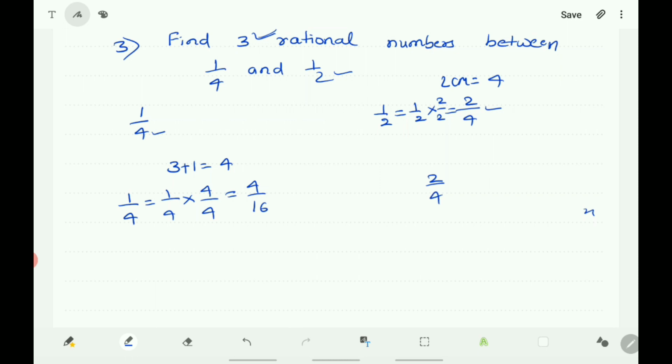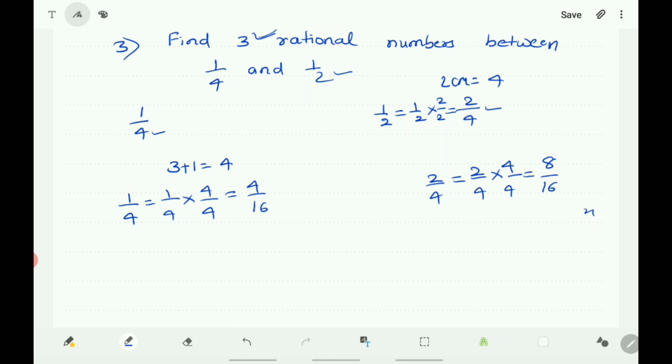2 by 4, multiply both numerator and denominator by 4. It becomes 8 by 16. So 2 by 4 into 4 by 4 is equal to 8 by 16.